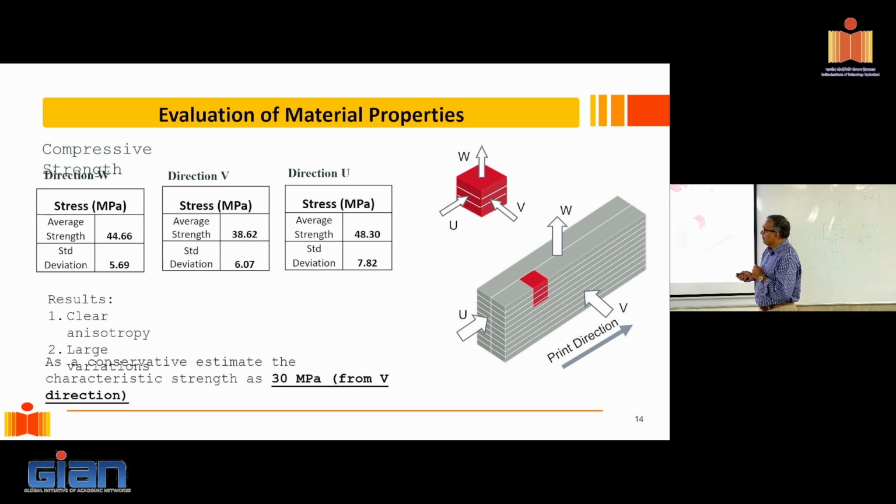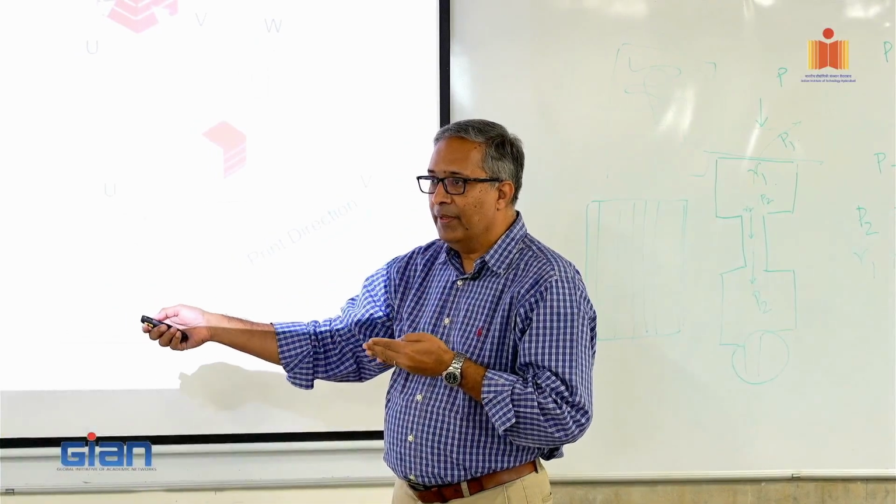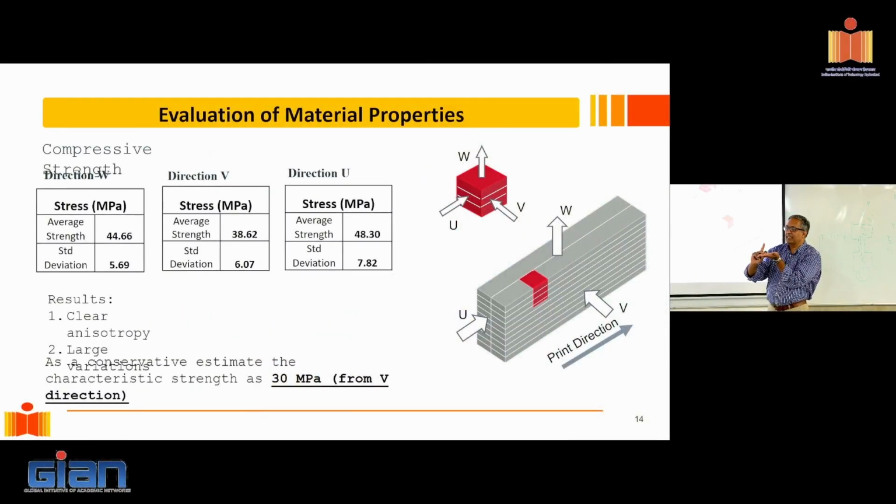Now, if you look at V and W, the weakest direction is V, when you're basically compressing it perpendicular to the printed direction. So this is my printed direction. I have these fingers. If I test in this direction, it's the strongest. And if I test it in this direction, where I'm basically pressing the layers, it is the second strongest direction. The third one is when I test it in this direction, perpendicular to the interface. That is my weakest direction.